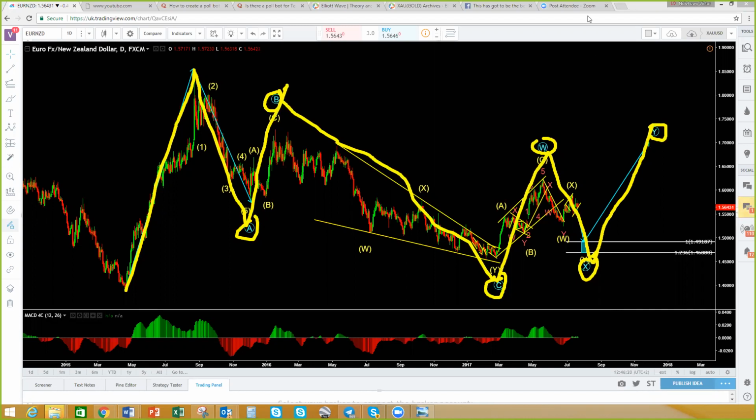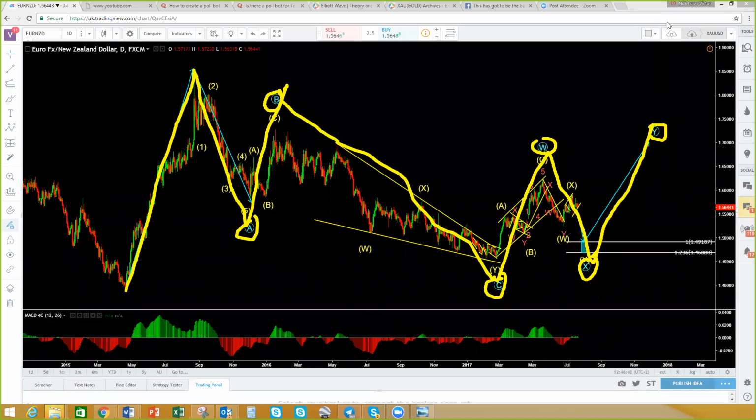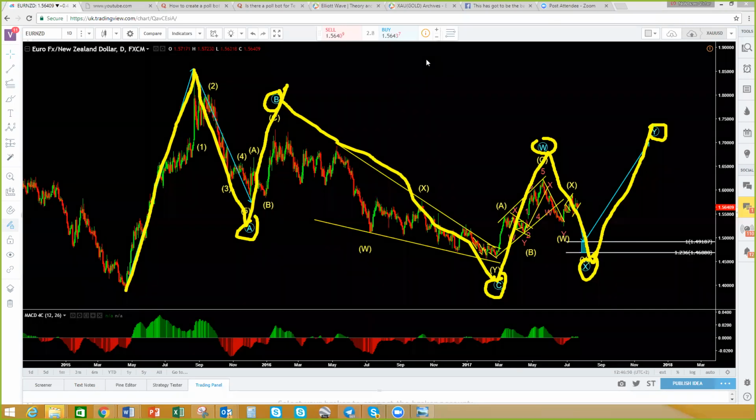Now for every degree, there's a lower or a higher degree than this. So I need to go down lower to actually get the trade here. Let's go to the lower degree. We're going to use the red color to identify the lower degree. Right, so let me use red there.